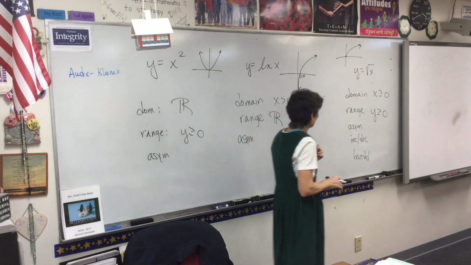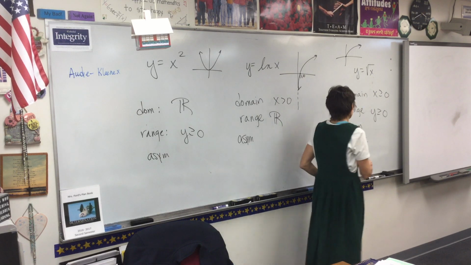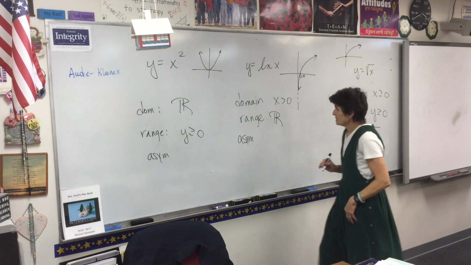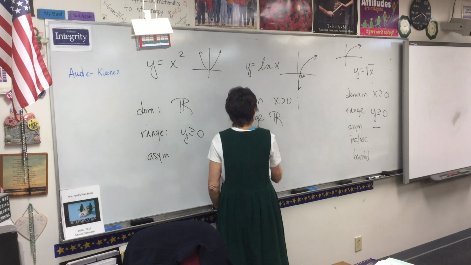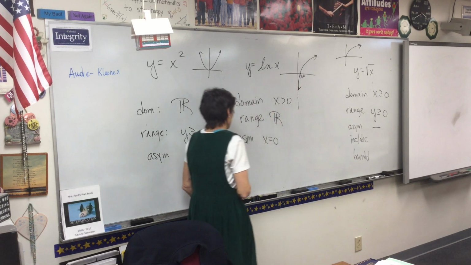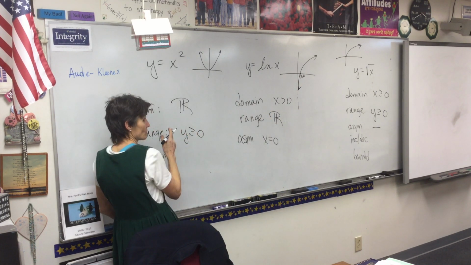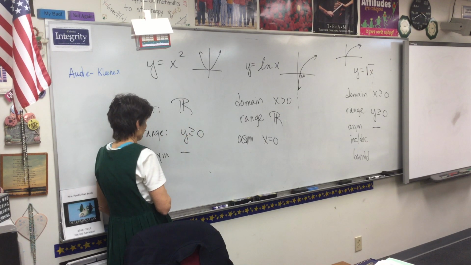Alright, what about asymptotes? Does this curve have any asymptotes? No. Does this curve have any asymptotes? Yes. X equals 0 is an asymptote. Does this one have any asymptotes? No, there's no asymptotes in that picture.